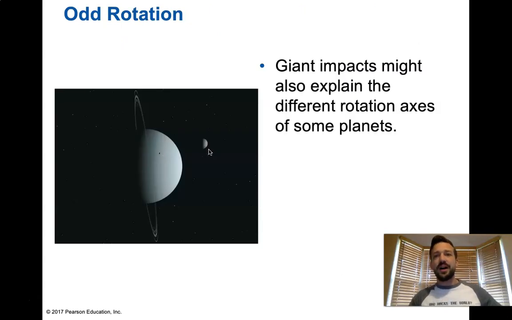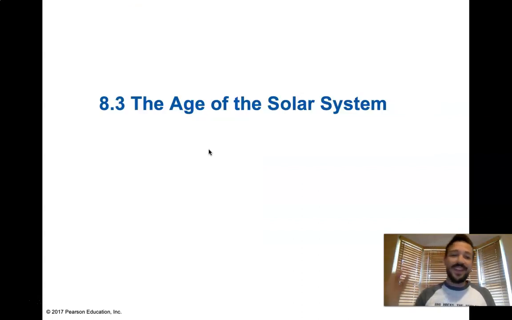Okay, giant impacts may have knocked some of the planets off of their axes, just like Venus, like we said. Remember, Uranus orbits on a 90 degree axis, which is kind of weird. We think that's from some sort of collision during that planetesimal era. And that is everything for the exceptions. So that's 8.2.